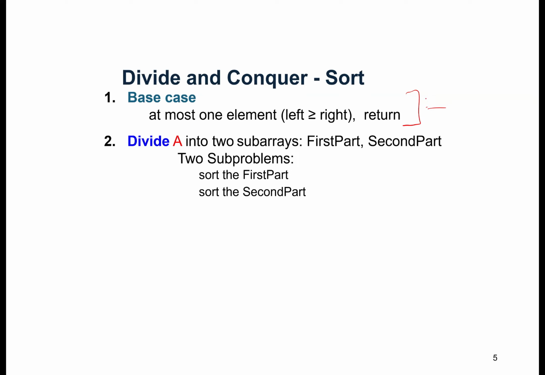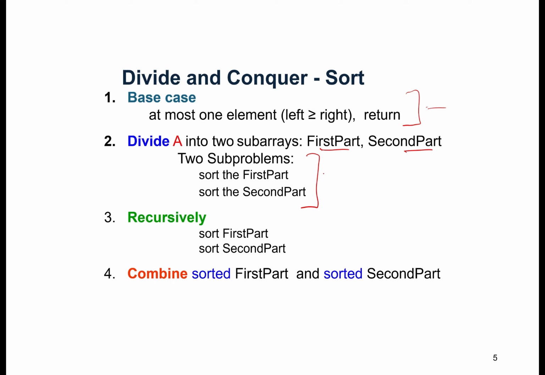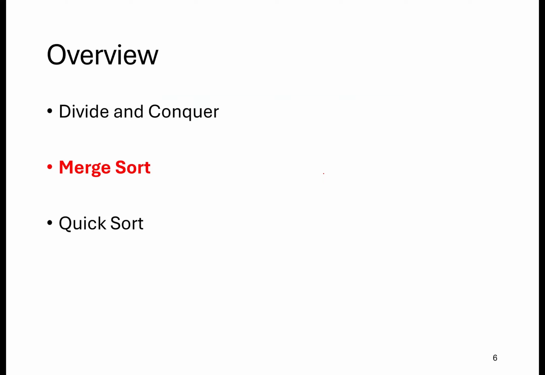But we start our algorithm by dividing our input into two subarrays, first part and the second part, right? And now our bigger problem is divided into two smaller subproblems. Sort the first part and sort the second part. So we recursively sort the first part, we recursively sort the second part, and then we combine the first part with the second part.